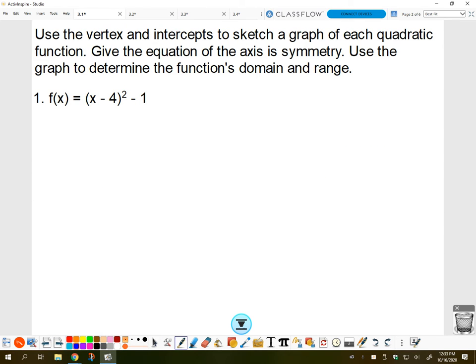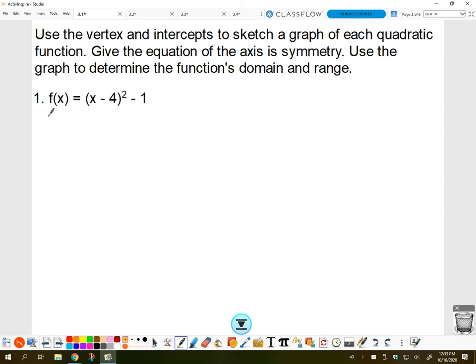Okay, so to graph, they want us to use the vertex and intercepts to sketch a graph of the quadratic, to give the equation of the axis of symmetry, and then use the graph to get the domain and range. So we're just going to find all the info and then make a graph.